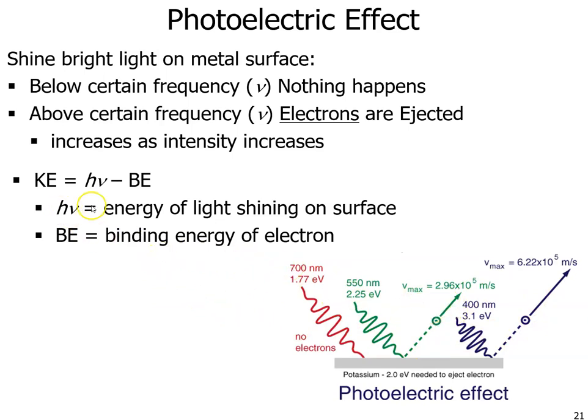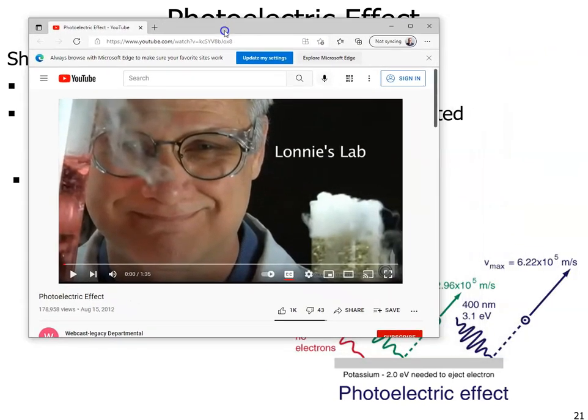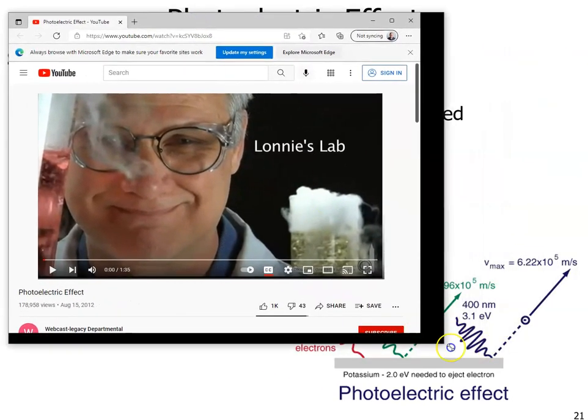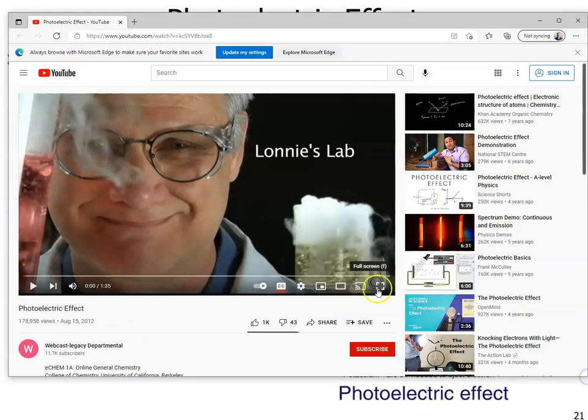We have to basically get enough energy. Planck's constant times the frequency has to be equal to or greater than the binding energy of the electron. So the electron is bound to the proton in this piece of metal, and if I hit it with enough energy, then I can eject it and break that bond. So here's a quick little video looking at this idea of photoelectric effect, just to give you an idea of how it's going to be shown here.